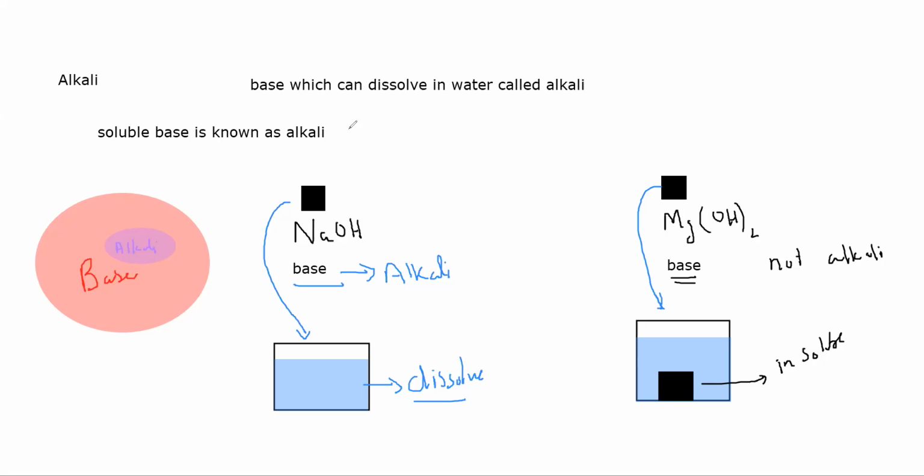Is it clear? And magnesium oxide as well. It's a base, but it's insoluble. So the basic idea is, if it does not dissolve, you don't say alkali, you simply say base. But if it dissolves, you call that an alkali.